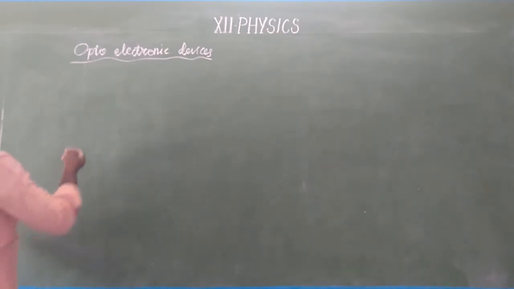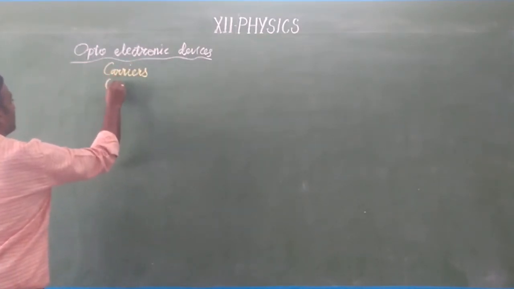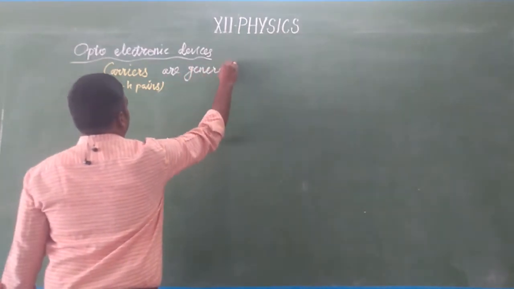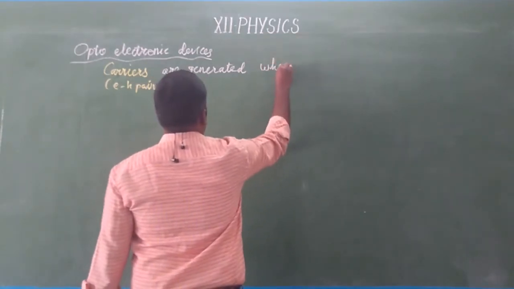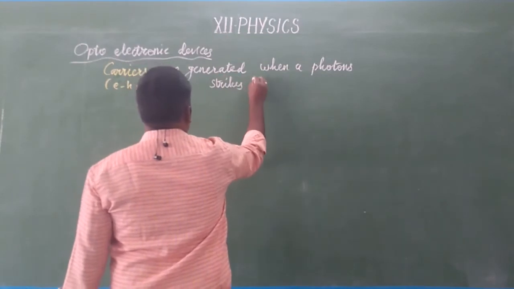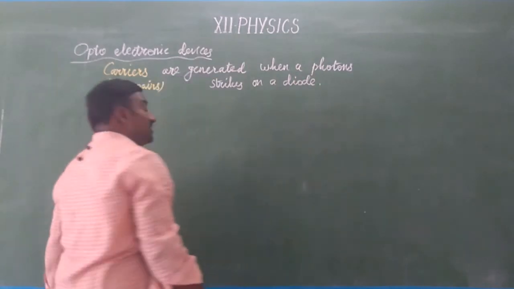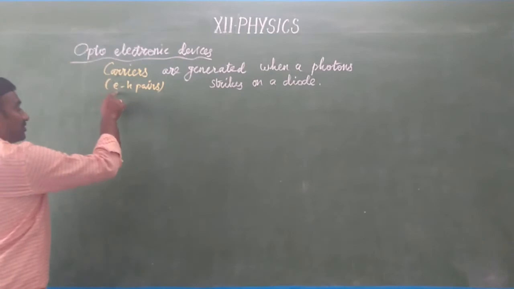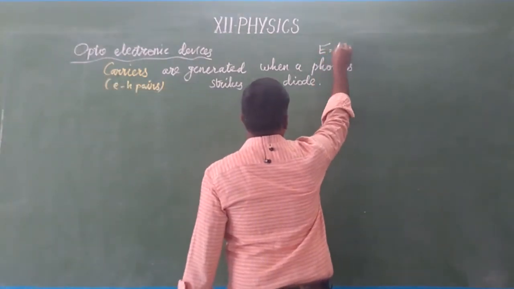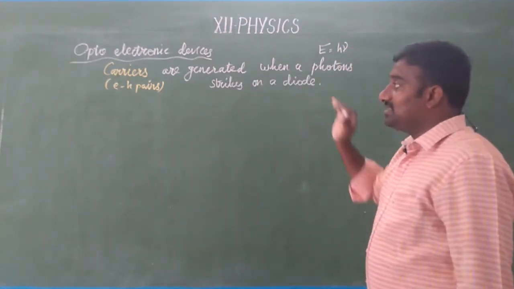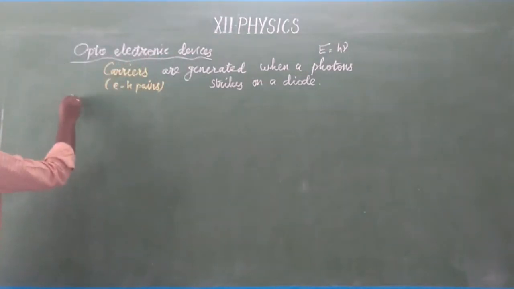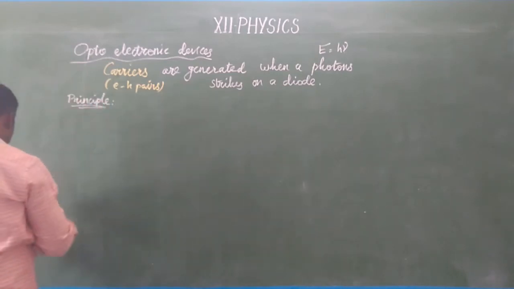The carriers are generated. What are carriers? Carriers are nothing but electron hole pairs. They are generated when a photon strikes a diode. Such devices are called optoelectronic devices. So the electron hole pairs, called the carriers, are produced when photons, which is light of suitable energy, E equals h nu, that is light of suitable frequency, fall on the surface. The main principle of these optoelectronic devices is the photovoltaic effect.